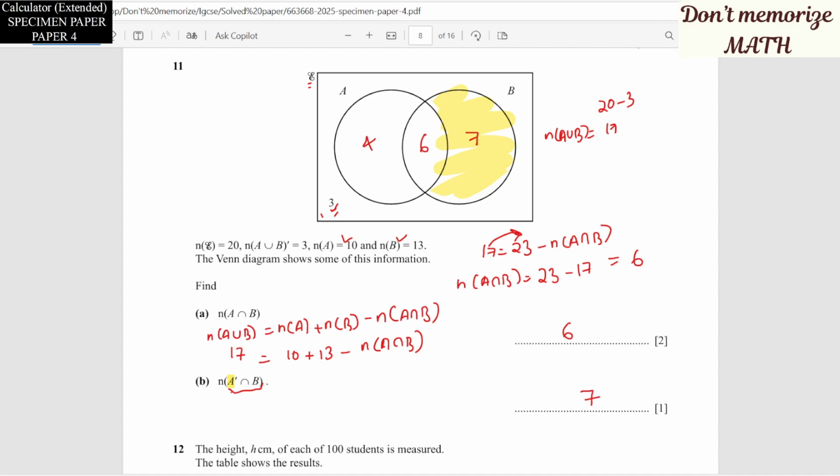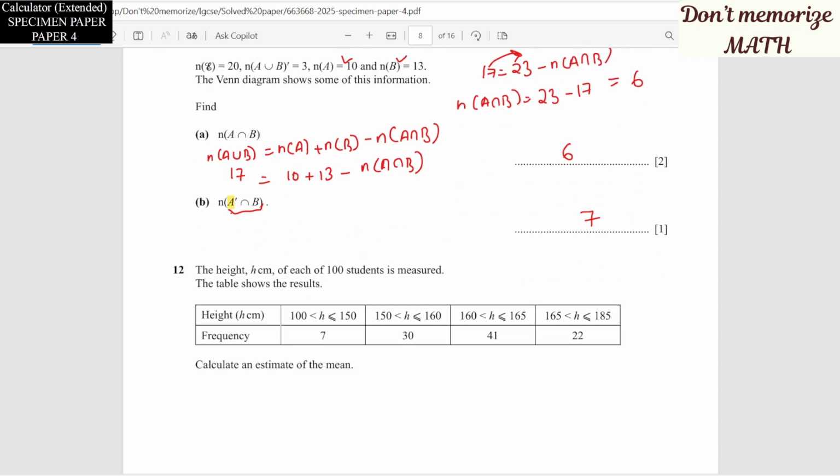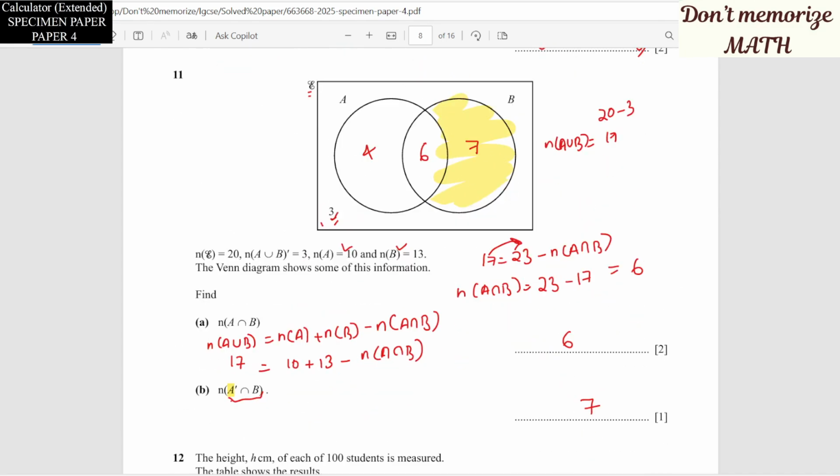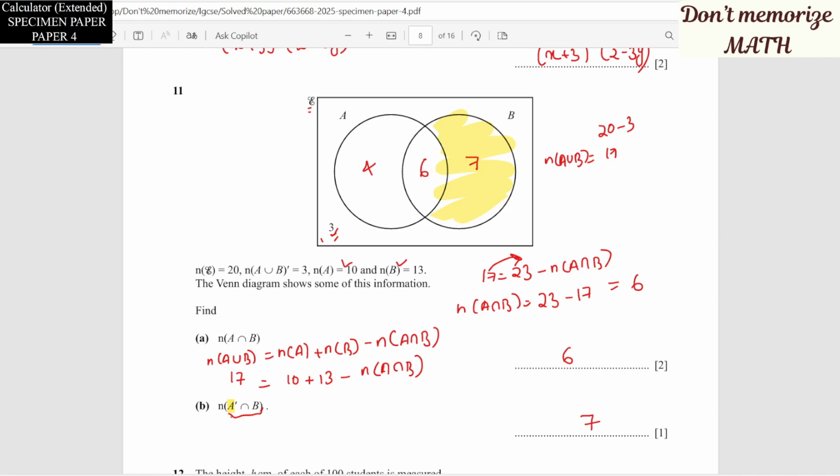Then next question onwards we'll be discussing in the next part, and I hope it's clear for you till question number 11. And if you have any doubt, let me know.